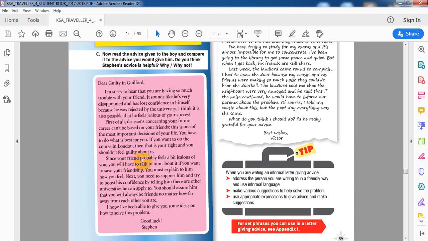Since your friend probably feels a bit jealous of you, you will have to talk to him about it if you want to save your friendship. You must explain to him how you feel. Next, you need to support him and try to support his confidence by telling him there are other universities he can apply to. You should assure him that you will always be friends, no matter how far away from each other you are.